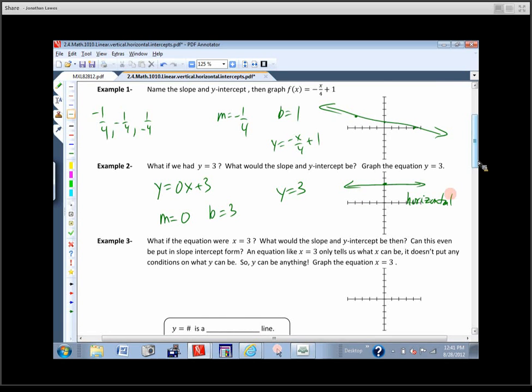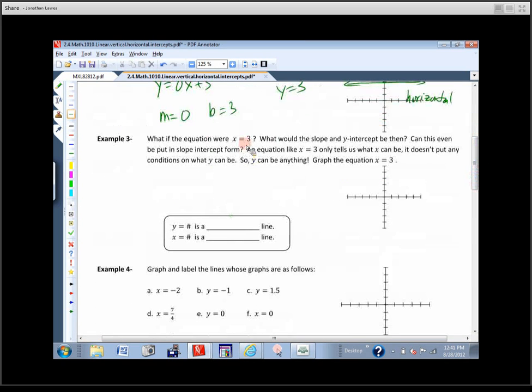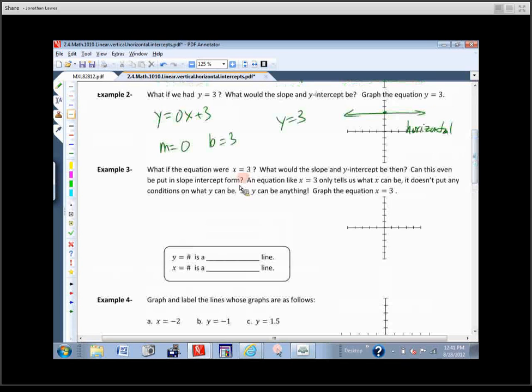So if we have something like x equals 3, then that's telling us something different. On that one, it's saying that the x-coordinate has to be 3, and we can let y be anything. So as long as I go over to 3 on the x-axis, I can go as far up as I want and as far down as I want, and it makes the equation true. So this is the line x equals 3. This isn't a horizontal line, this is a vertical line. Okay?